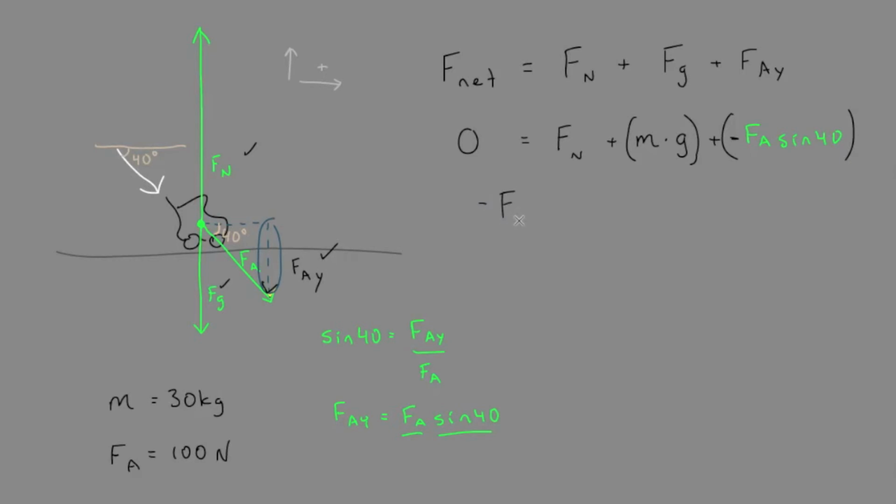Isolating for the normal force, it becomes negative when we move it to the other side. Now we can substitute for our mass is 30 times gravity is negative 9.81. So just respecting the positive and negative signs for up and down. Minus your applied force was 100 newtons times the sine of 40. Now we can see that everything's negative, so negatives will cancel. And this will give us the normal force of 358.6 newtons.